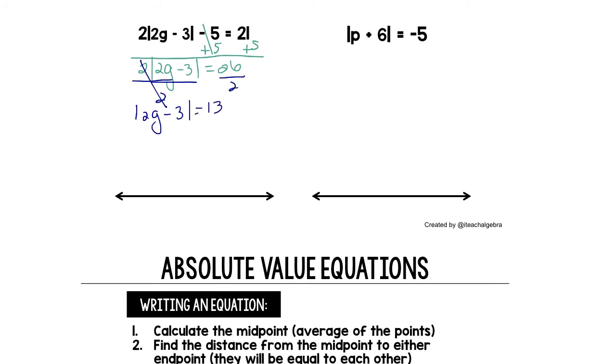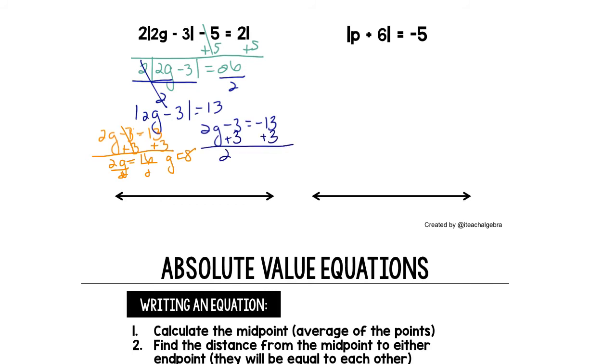Now that the absolute value is all alone, here's where I can split it up. So I've got 2g minus 3 equals positive 13, and 2g minus 3 is negative 13. Let's solve these. We're going to add 3 on the left. We get 2g equals 16. Divide by 2, and g is 8. Add 3 again. 2g is negative 10. Divide by 2, g is negative 5.